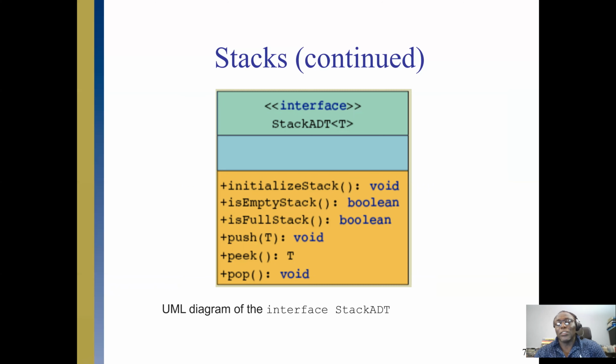Now, this is a stack ADT. These are the methods or the operations of the stack. First, we can initialize a stack. And also the plus here means public, so all the methods here are public. This is a UML class diagram. We have the class name, which is stack ADT. This is an interface, so we don't need variables or data members for the stack, or what we call instance variables. We don't need them because this is a stack ADT. So the first operation is to initialize the stack.